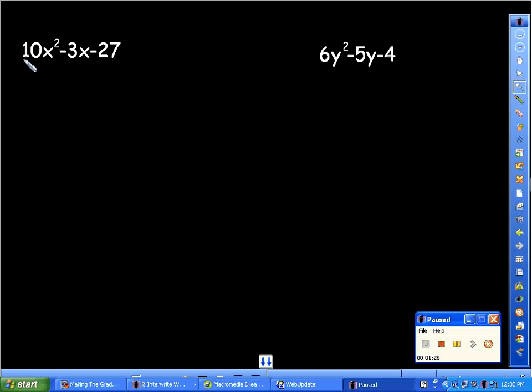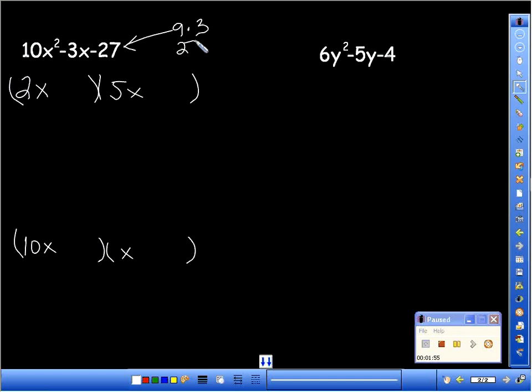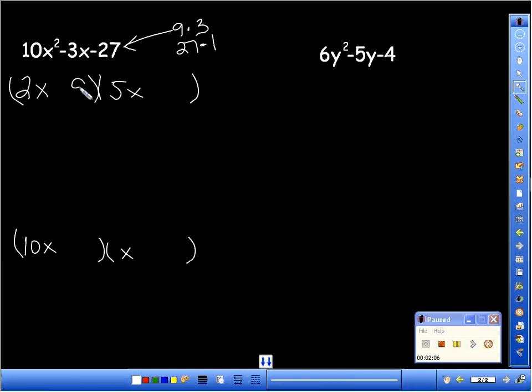Okay, the next one is 10x squared minus 3x minus 27. So my options for 10 are 2x and 5x, or 10x and x. So let's see. How can I multiply to get 27? 9 times 3 or 27 times 1. Well, let's try the smaller numbers first. So I'm going to start with the smaller numbers, 9 times 3. Let's try that.